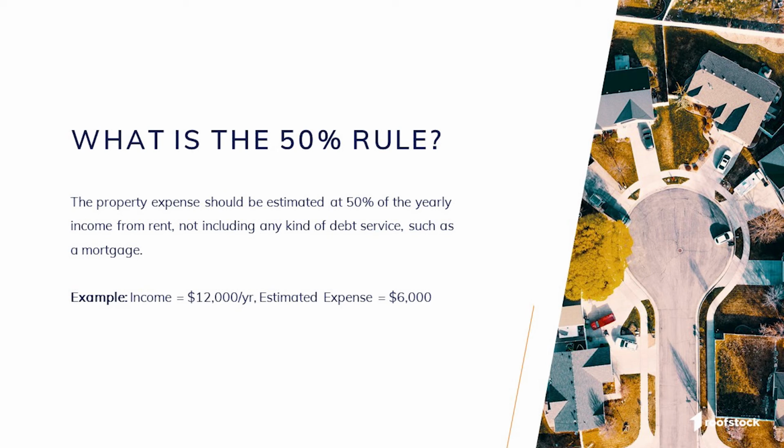I don't really use it. And for the same reasons Tom mentioned, property taxes vary from state to state, county by county. Newer build versus older build, right? So a newer build, you may not have to account for as much repair and maintenance and CapEx. So that 50% may be much smaller on a newer build, whereas something older, maybe you want to account higher. So I don't really use the 50% rule. I line item everything out.